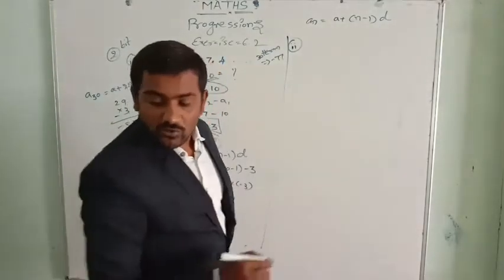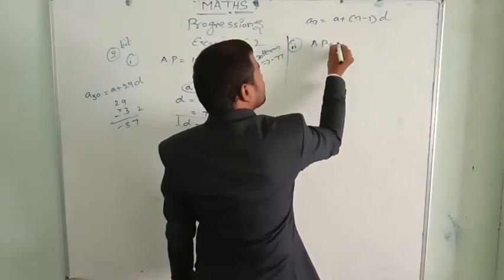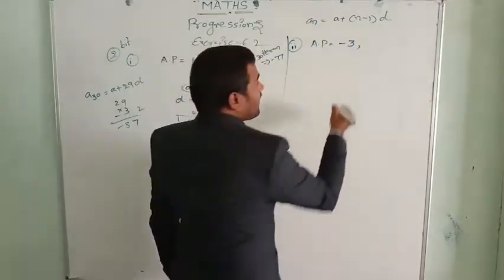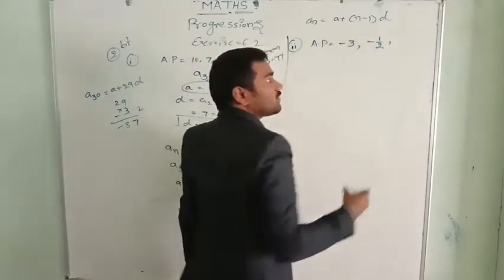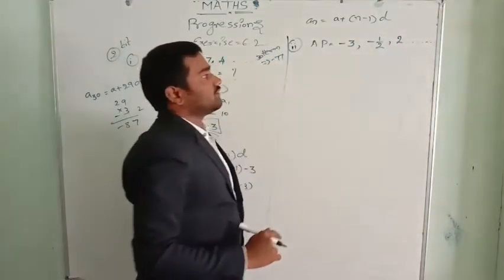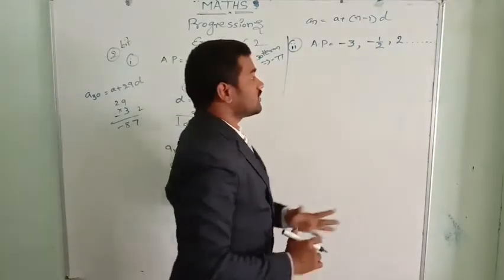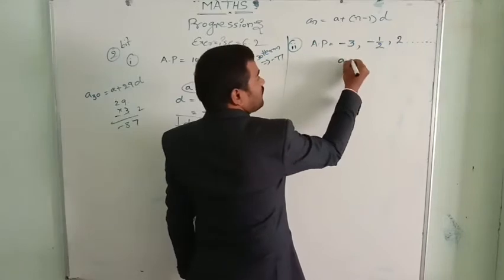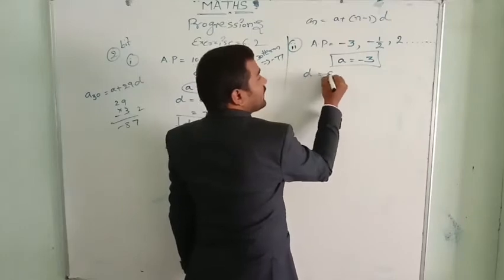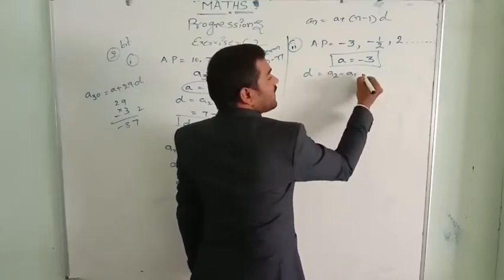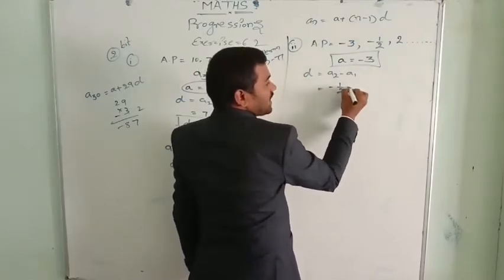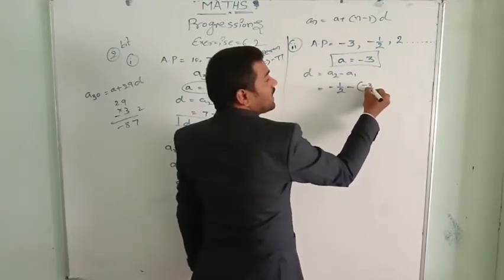similar. We need to find the AP here. Let me take the arithmetical progression minus 3, minus 1 by 2, 2 and so on. They are adding something. See, minus half plus 2, in the sense what they are adding here. Let us find the first term A equal to minus 3. Finished. Then the common difference D equals A2 minus A1. Let us take A2, that is minus 1 by 2, minus A1, which equals minus 3.